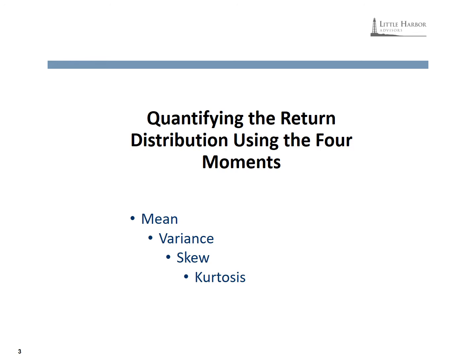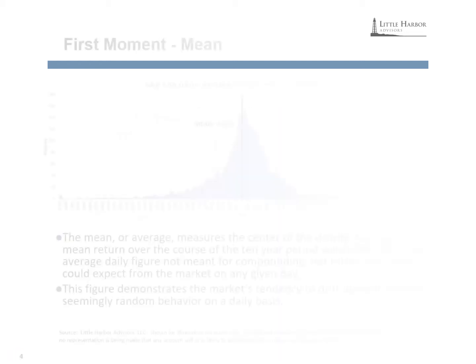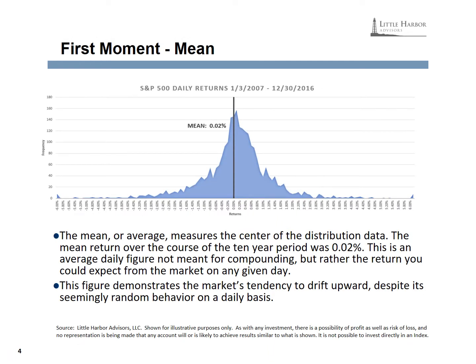While it is convenient and intuitive to look at a chart like we just did, statistics looks at the mathematical description of a return distribution in the form of the 4 time-varying moments of a distribution, that is, mean, variance, skew, and kurtosis. The first moment is mean, which is simply the average return, in this case over the 10-year period. You will note that the average return during the 10-year period was 2 basis points per day.